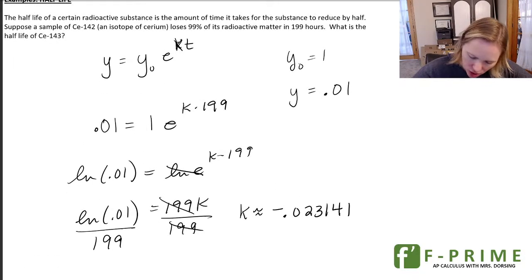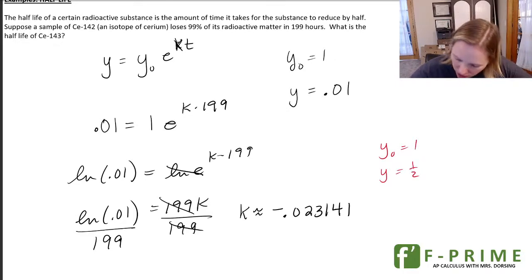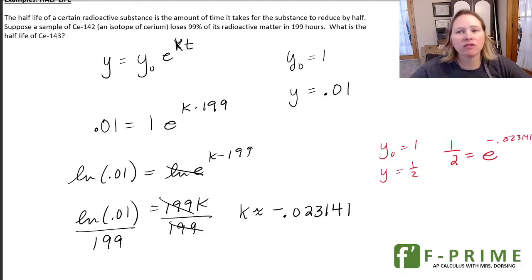So I'm going to go back to using my y equals. This time I'm going to let y naught be 1, and this time y is going to be 1/2, because it's going to decrease by half. So I should have this equation: 1/2 equals e to the negative 0.023141 t, using my k value. And now I'm solving for t.